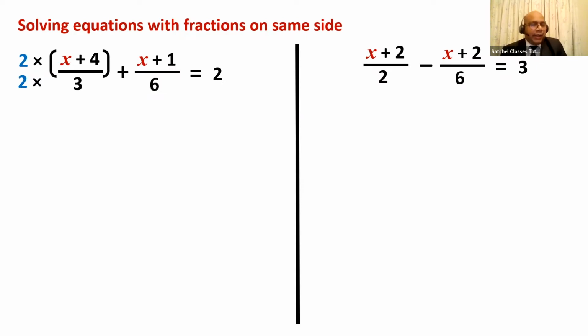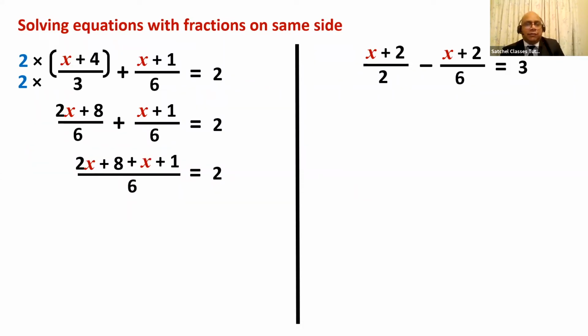So what do we get? In the numerator, we have 2x plus 8 because we multiply the entire numerator by 2. And the denominator would be 6. So the equation would be changed to (2x + 8)/6 + (x + 1)/6 equals 2. Now that both the fractions have the same denominator, we can easily add the numerators, leaving the denominator the same. If I add the numerators, I'll get 2x plus x, which is 3x, 8 plus 1, which is 9, correct? Divided by 6 equals 2. (3x + 9)/6 equals 2.